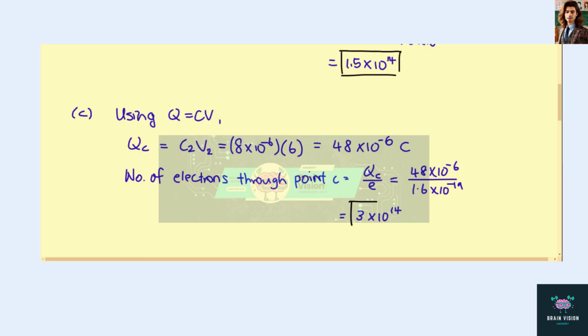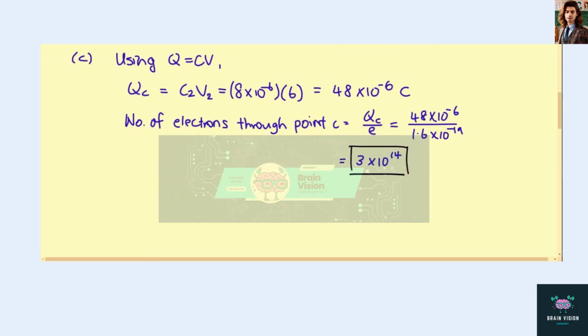Then part D. We said that the number of electrons through point D is equal to the number through point A, which is 4.5 times 10 to the 14. This is equal to the sum of the electrons through B and C, if you look at the circuit diagram.